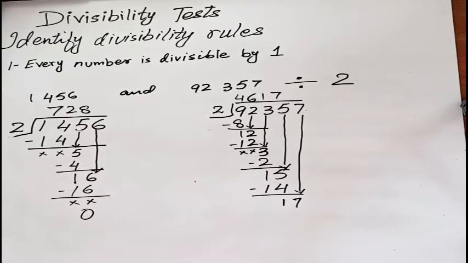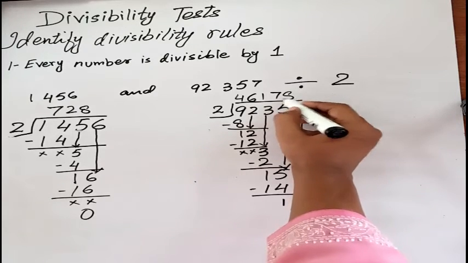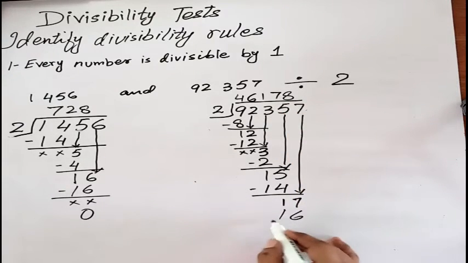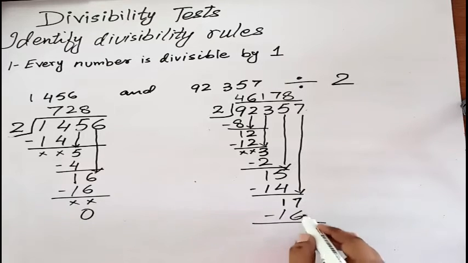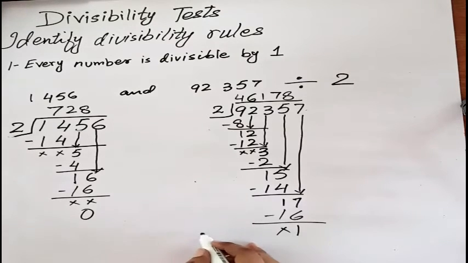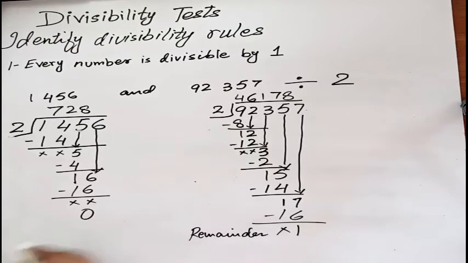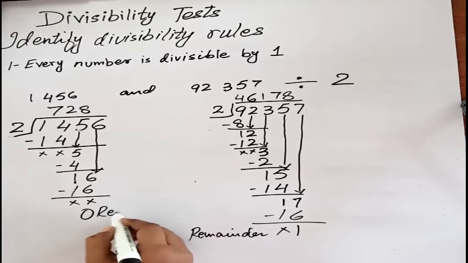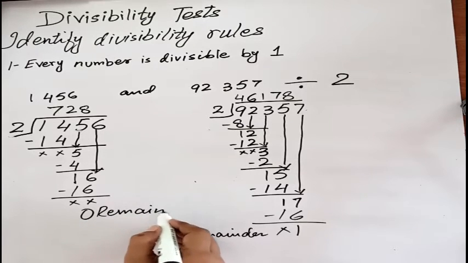2 ones are 2, 2 twos are 4, 2 threes are 6, 2 fours are 8, 2 fives are 10, 2 sixes are 12, 2 sevens are 14, 2 eights are 16. We will minus these numbers. 1 will come here and 0. That means remainder is 1. And over here remainder is 0.